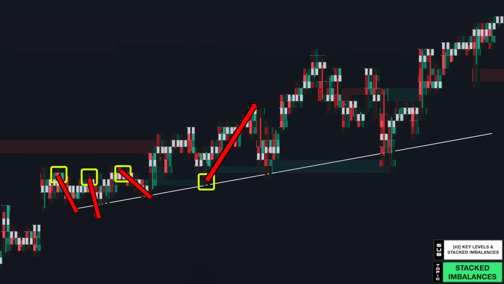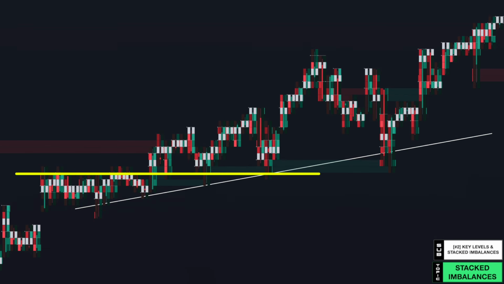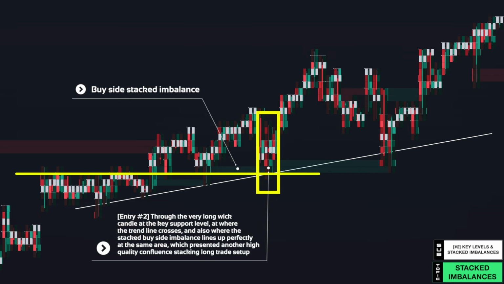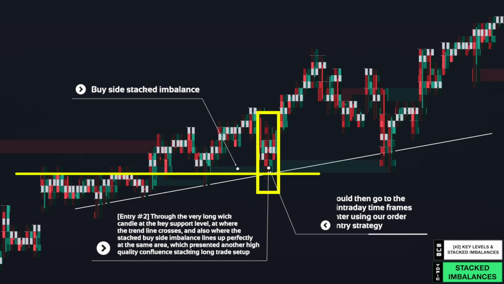These 4 reversal points then create another key support level. Here's your entry number 2, through the very long wick candle at the key support level, at where the trend line crosses, and also where the stacked buy-side imbalance lines up perfectly at the same area, which presented another high-quality confluence stacking long trade setup. You would then go to the lower intraday timeframes and enter using our order flow entry strategy.